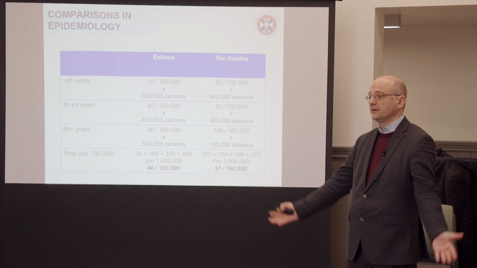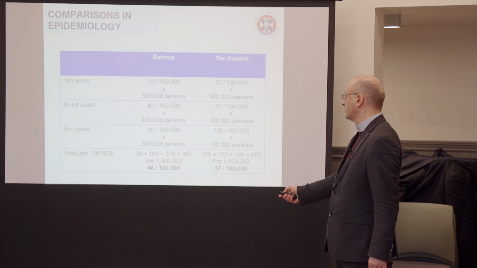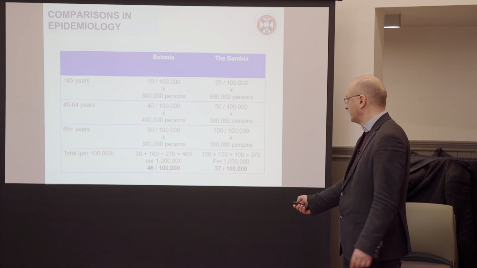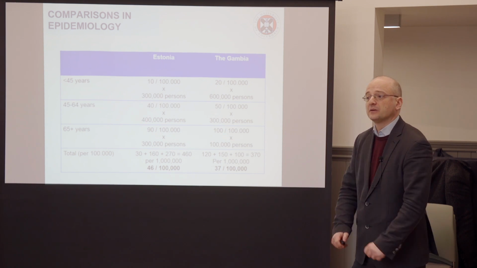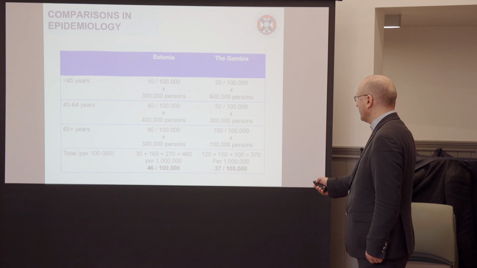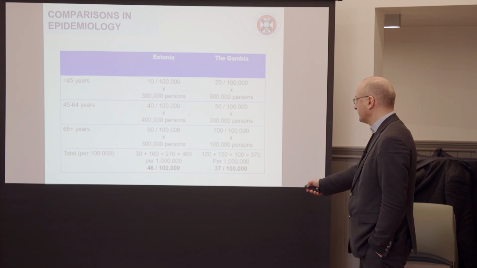So you can calculate the incidence. New cases, 460, 1 year per 1 million people, now the whole population, all right? And you get 46 per 100,000. That's your incidence for Estonia. The Gambia, you do the same. You get 120, 150, 100. You get 370 per million, 37.